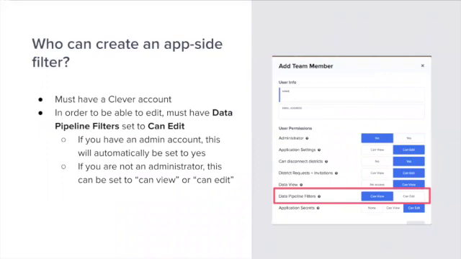So first, who can create an app side filter? You must have a Clever account, and on the team page, permissions can be set for each member. You'll see on the screen here, in order to be able to edit, you must have data pipeline filters set to can edit. If you have an admin account, you'll be all set for this. If you do not have an admin account, this will need to be edited to make sure it's on can edit.